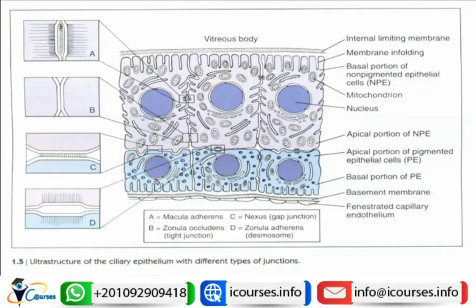So here you can see this is the fenestrated capillary endothelium, which will make a part of the barrier, and the tight junction between the non-pigmented ciliary epithelium, which will form another part of the blood-aqueous barrier. So both of them, the capillary endothelium and the tight junction between the apical portion of the non-pigmented ciliary epithelium, both together will form what's called the blood-aqueous barrier, which will have a selective function to select what to enter the aqueous.